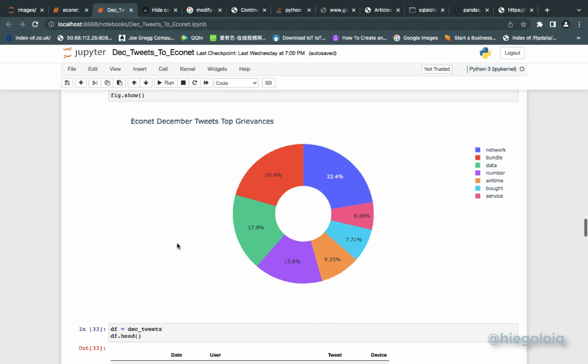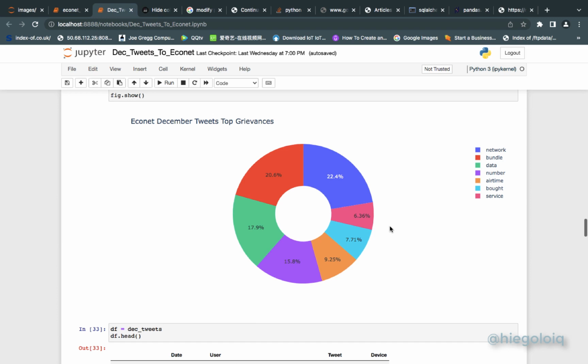These are the December top grievances, and you see 22% right here is network, followed by bundle, which takes 20%. We have other issues that have to do with data, number, airtime, board, and services. You see that our services are also coming up in there. So this is not really exhaustive. We really can't tell what it is about the network or the bundle, but it's a good step. So we want to focus on our network.